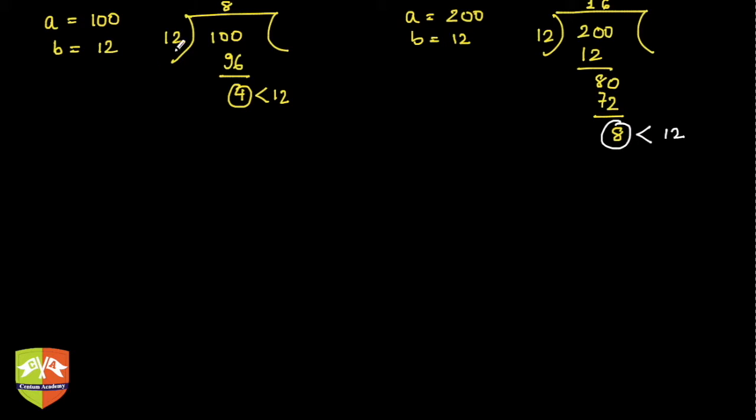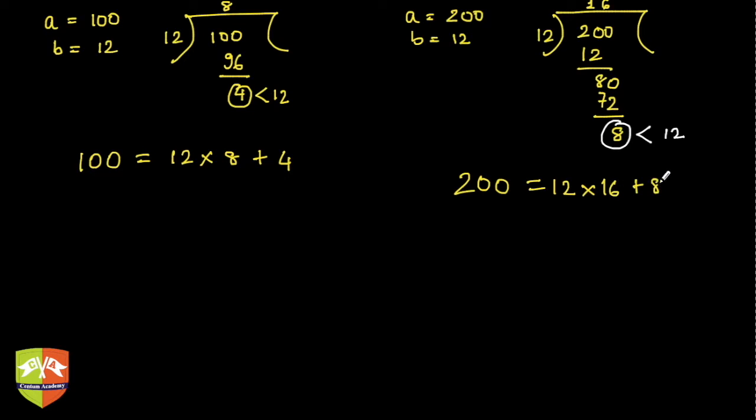In every case, for example, here also you can express 100 as... How can you express 100? 100 can be expressed as 12 times 8 plus 4. You can check. 12 8s are 96 plus 4 gives you 100. Similarly here, you can write 200 is equal to 12 times 16 plus 8, right? So this is what Euclid actually proposed, and now most generically we can say that.